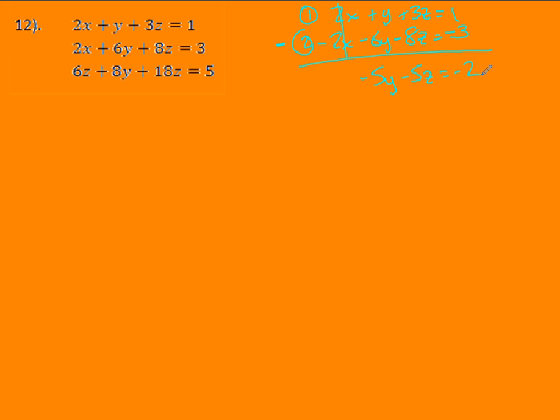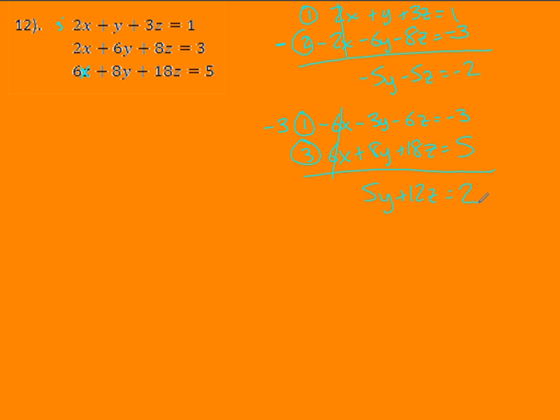For that equation, now pick another pair. This time I'm going to pick the first equation with the third equation. To get from 1 to 3, I have to multiply the top one by 3. So I'm going to multiply this by negative 3, so the signs are opposite. So negative 6x minus 3y minus 6z equals negative 3. Keep the third equation the exact same: 6x plus 8y plus 18z equals 5. Those cancel. 5y plus 12z equals 2.